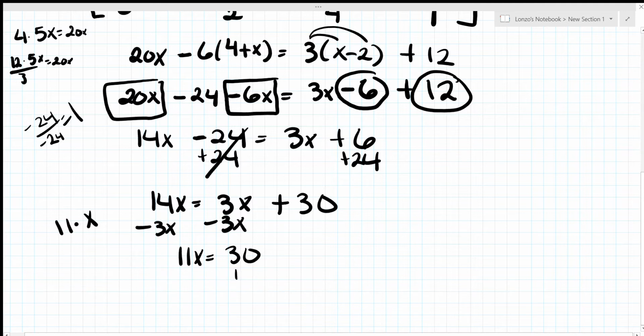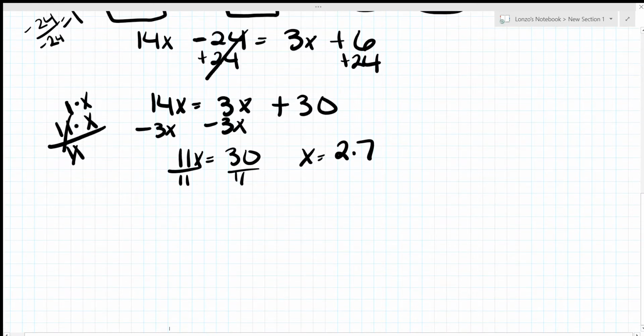But since this is multiplication, what is the opposite of multiplication? Division. And when you divide 11 over 11, what happens? They cancel, but you're left with a 1. And then you are left with that x. So it's like saying 1 times x, which is x. So that's why I'm going to divide everything by 11, not subtract 11x. And then when you divide 30 by 11, you get 2.7, which is a fraction, which is okay.